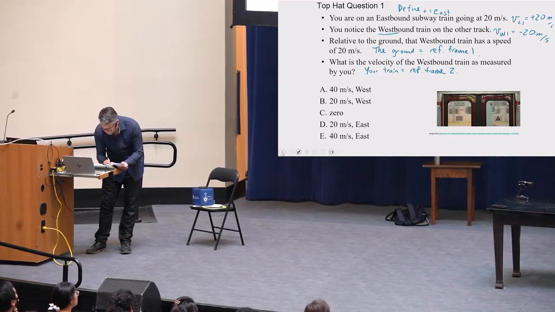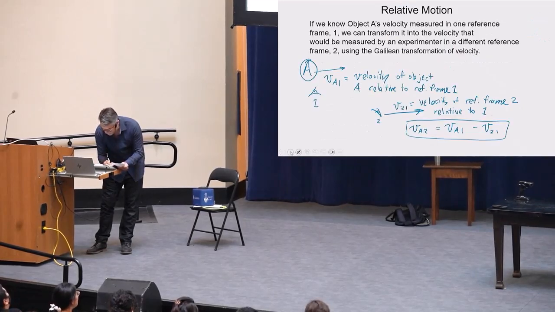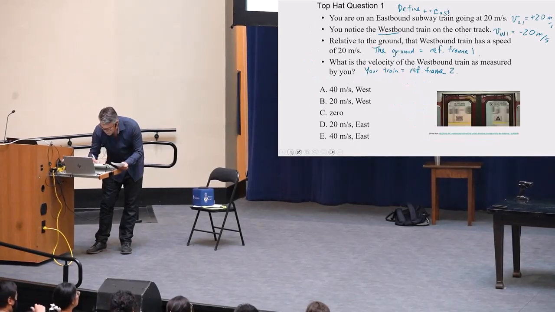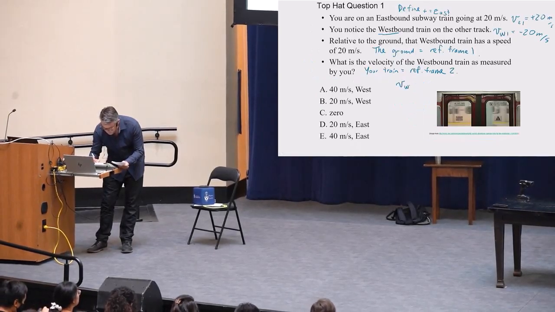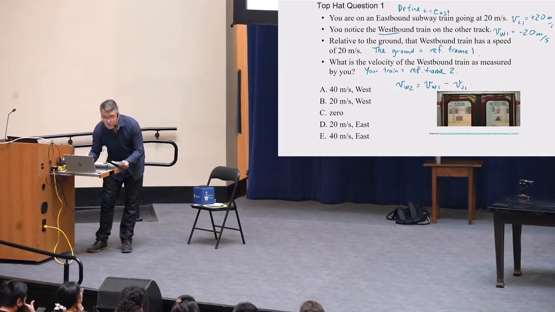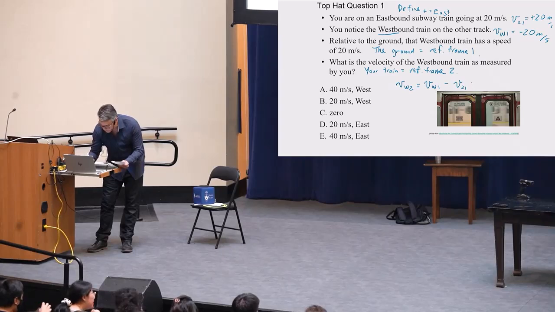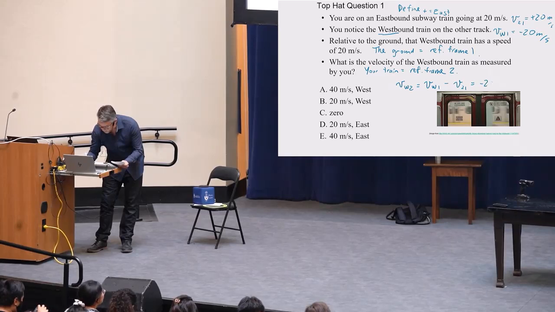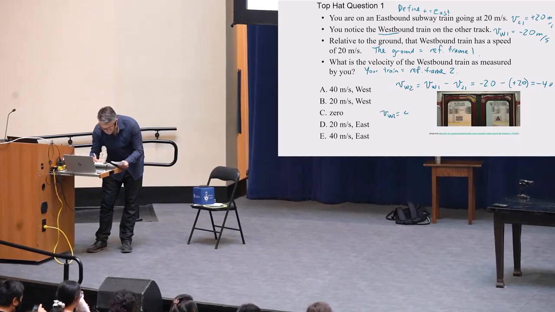So the equation on the last slide, I've got W's now. The velocity of the westbound train relative to U is going to be the velocity of the westbound train relative to 1 minus the velocity of the reference frame 2 relative to the ground. So you'd say it's minus 20, and then minus plus 20, and I get minus 40. So what this means is that VW2 is equal to 40 meters per second, west.